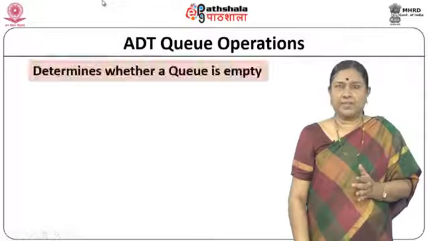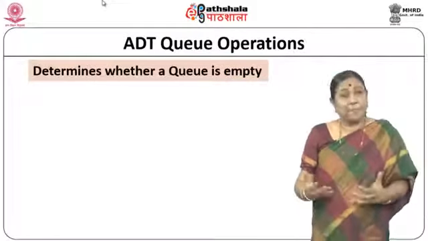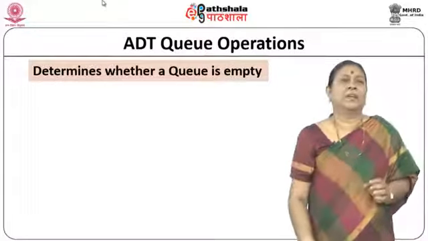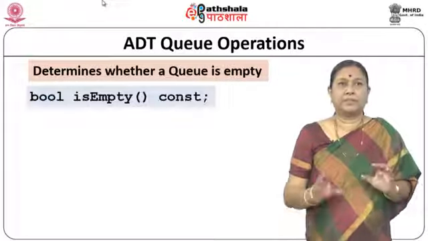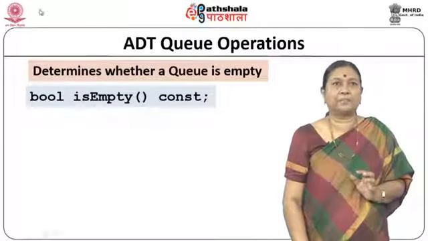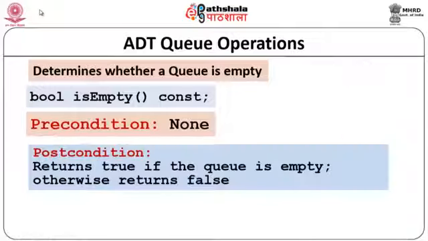Then the operation to determine whether a queue is empty. Now, let us look at what the preconditions and postconditions are for these operations. So, we are calling boolean is empty. It returns either true or false. Precondition, no precondition. Postcondition, it returns true if the queue is empty, otherwise it will return false. So, this is the definition of the queue operation is empty.